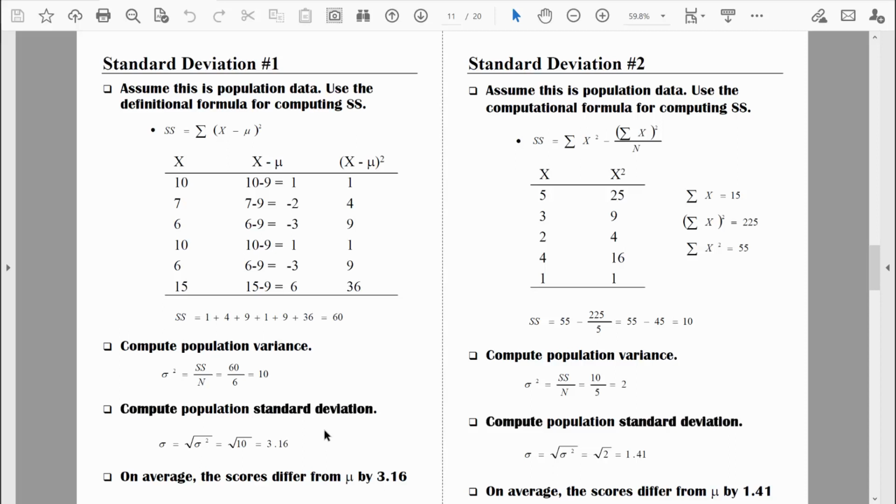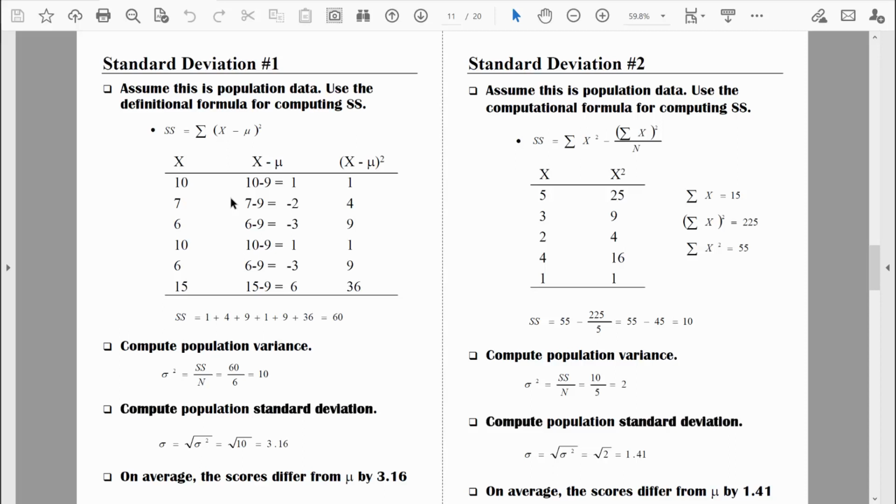So in this case, the square root of 10, which is our value for variance, equals 3.16. That, my friends, is the population standard deviation. And that tells us, on average, the scores in this data set differ from the mean of 9 by about 3.16. Of course, as that value is smaller, there's less variability in our data. As that value grows larger, there's more variability in our data.